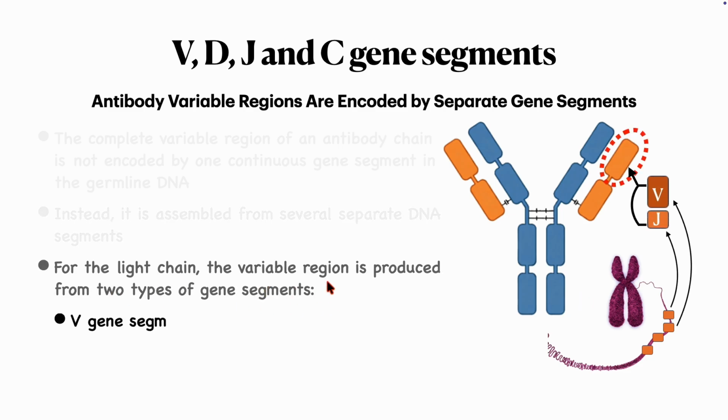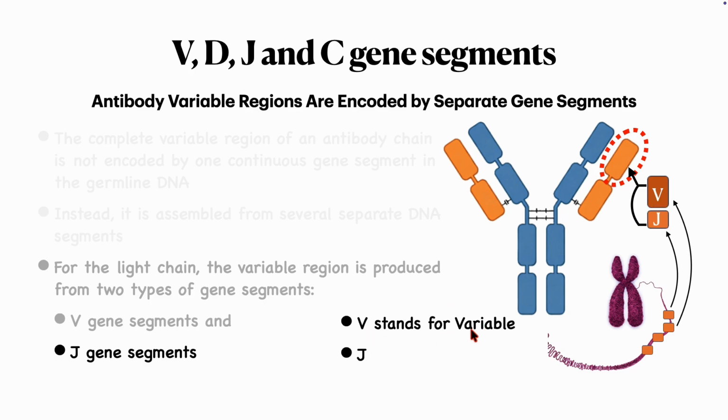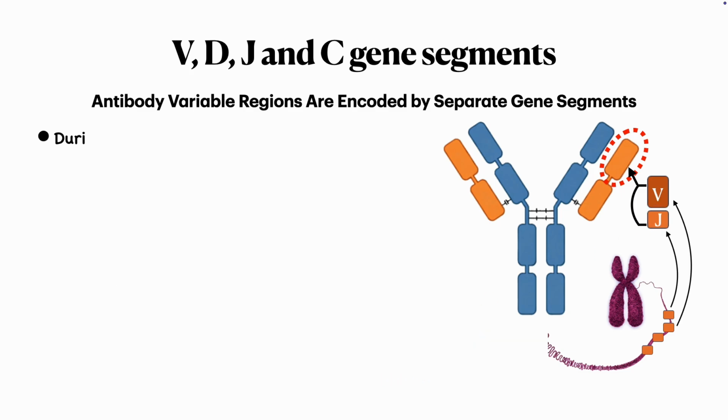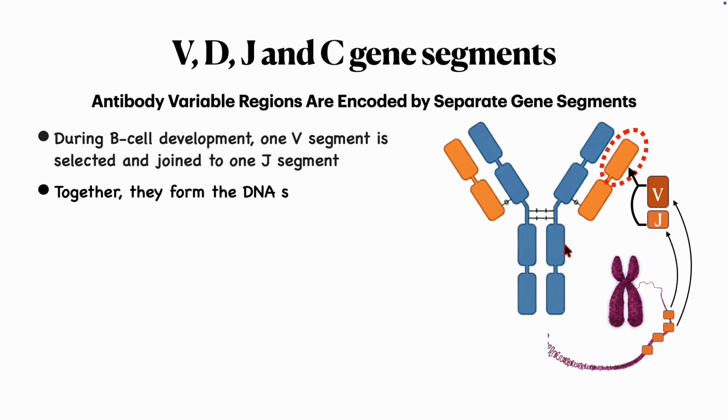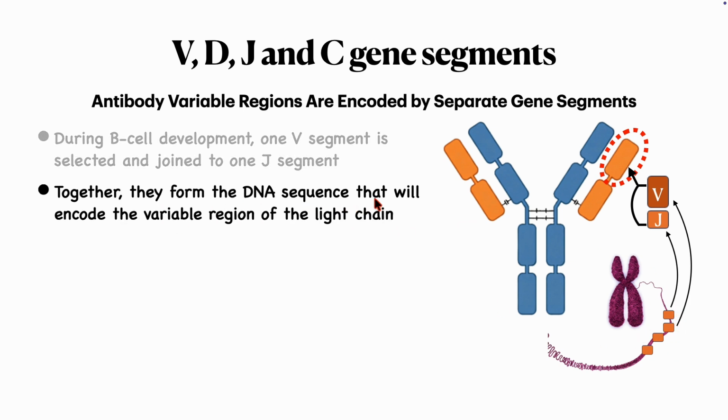For the light chain, the variable region is produced from 2 types of gene segments, V gene segments and J gene segments. V stands for variable and J stands for joining. During B cell development, one V segment is selected and joined to one J segment. Together, they form the DNA sequence that will encode the variable region of the light chain.